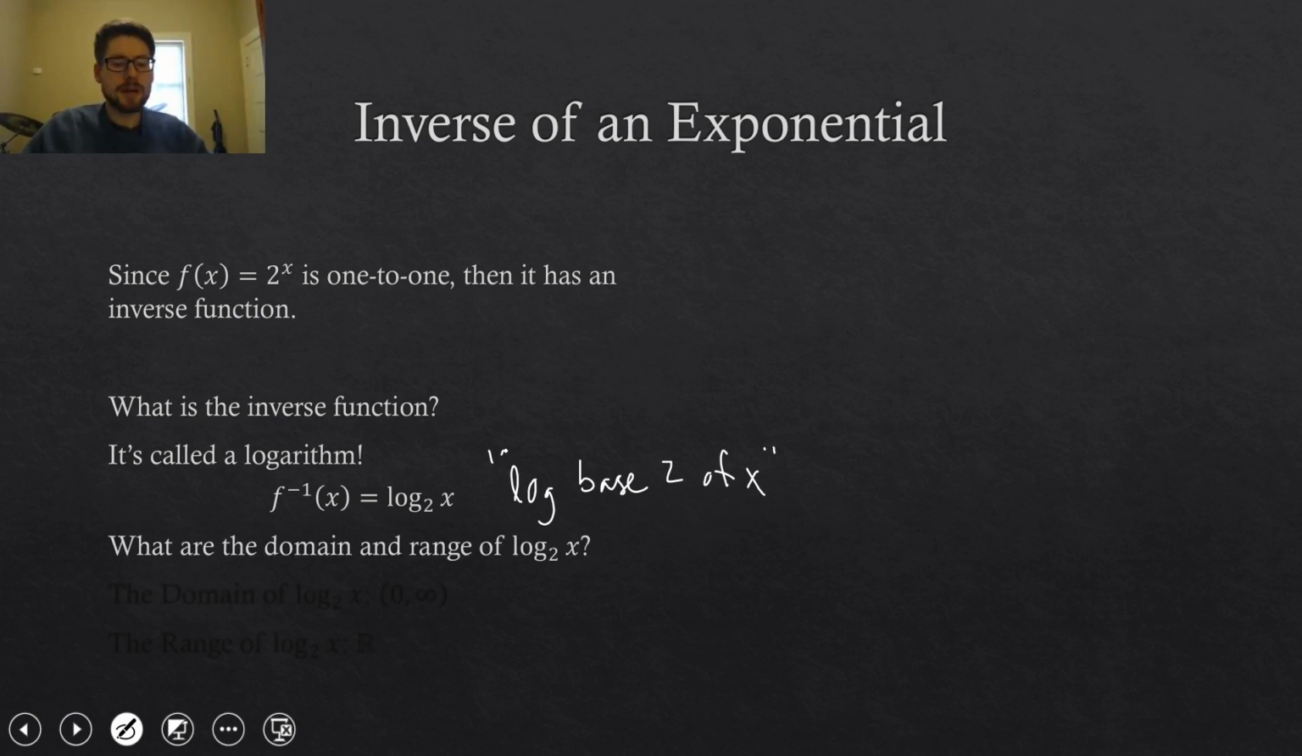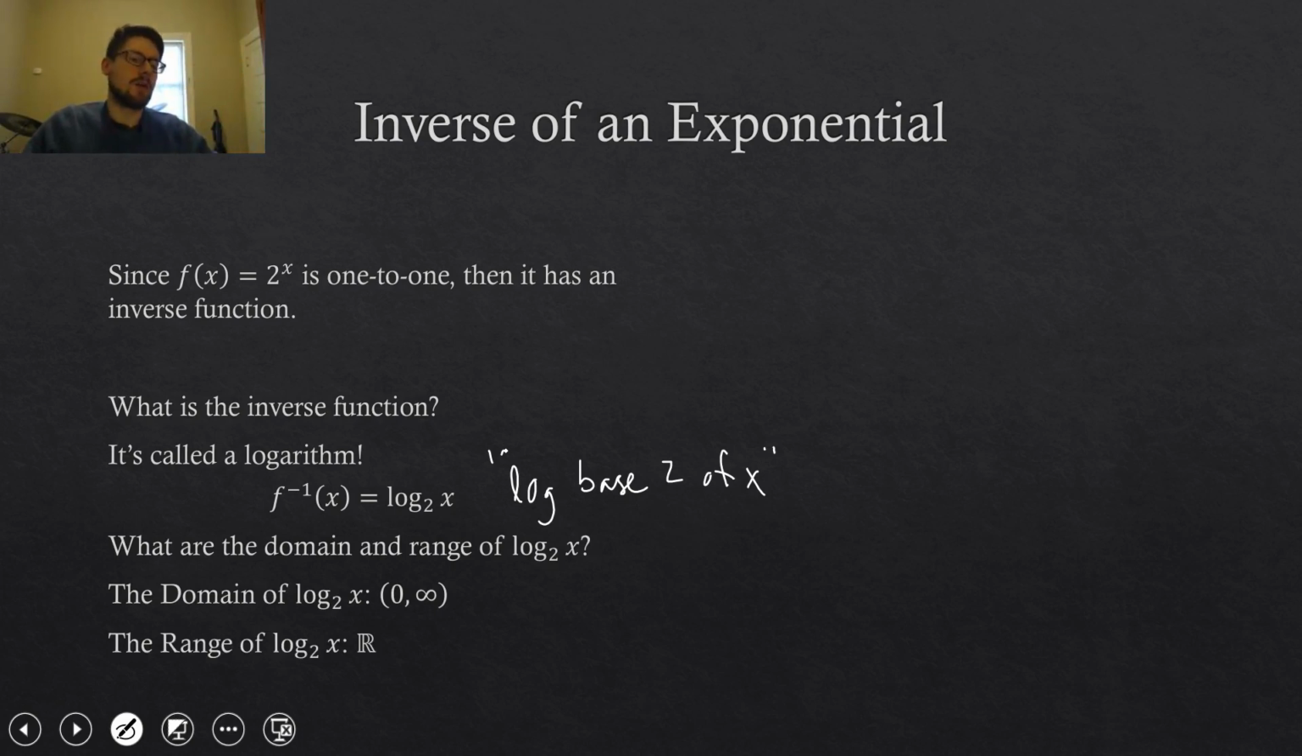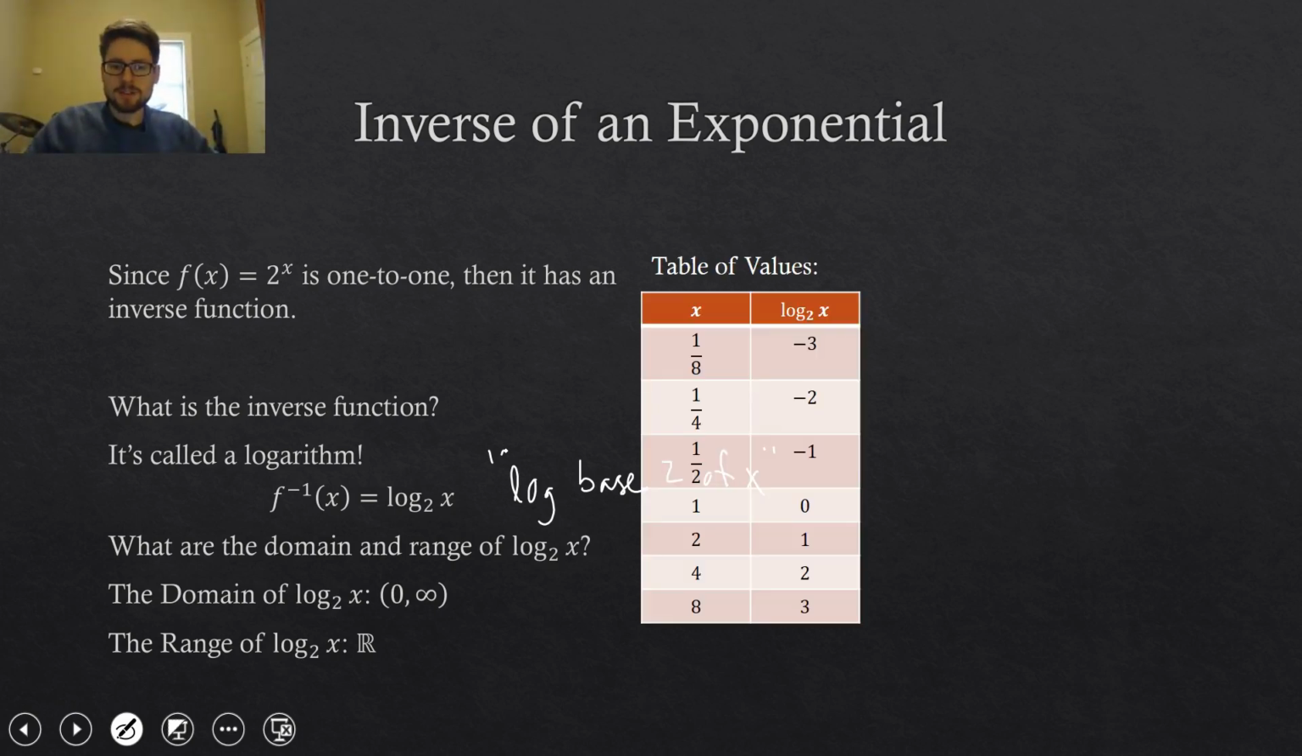The domain and range of this function, log base 2 of x, will be the reverse of the domain and range of 2 to the x. So remember, 2 to the x was all real numbers as its domain and positives as the range. That means for logarithms, its domain is positives and its range is going to be all reals. So you can only put a positive number into a logarithm, and you can get any number out. Okay? So here's a table of values for what the logarithm looks like.